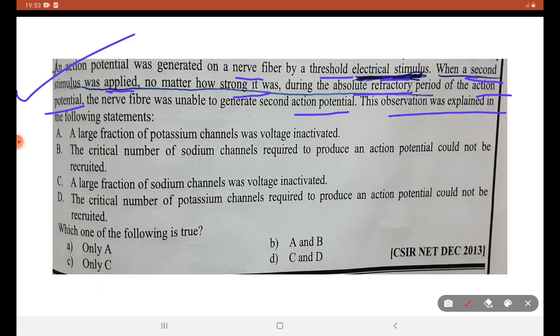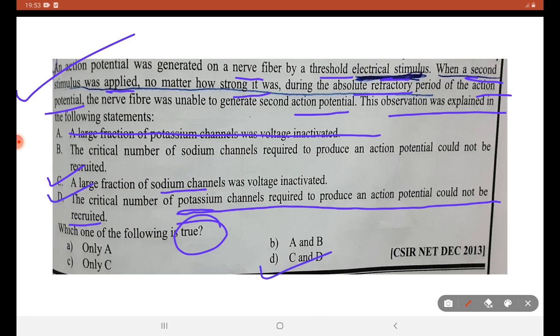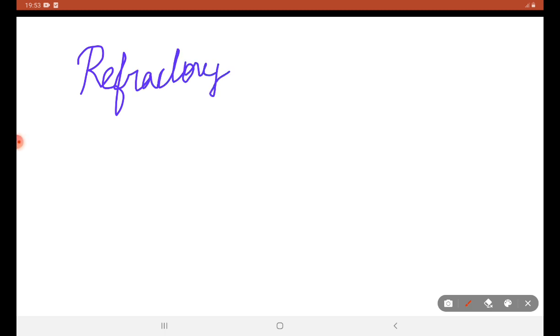This observation was explained by the following statements. Large fraction of potassium channels was voltage inactivated. No, it's not potassium, it is actually sodium. Going to find the true statement. Critical number of sodium channels required to produce the action potential could not be recruited. No, critical number of potassium channels required to produce the action potential could not be recruited. C and D are the correct statements. D is the right option. With reference to the refractory period and how the relative refraction occurs, what happens if the stimulus is given during the refractory period?